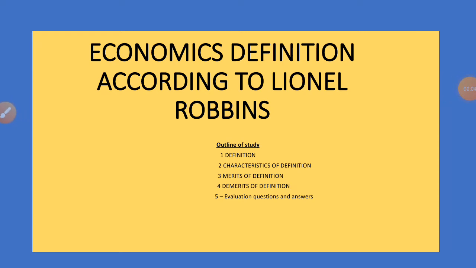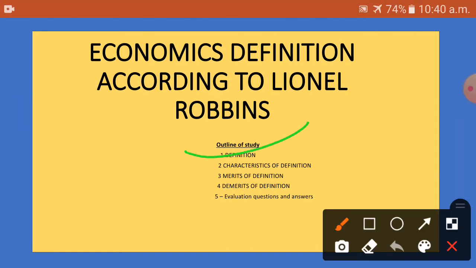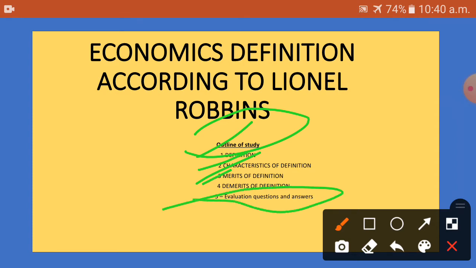This is Hansda. Today I am going to discuss a very important topic: the definition of economics according to Lionel Robbins. Let's discuss the outline of the story. First the definition, then the characteristics of the definition, merits, demerits, and some evaluation questions and answers. So guys, let's discuss.